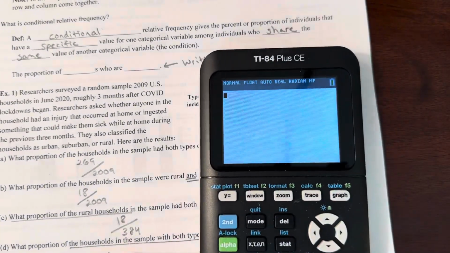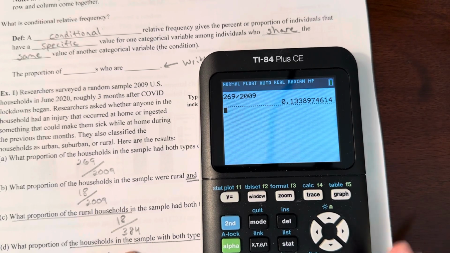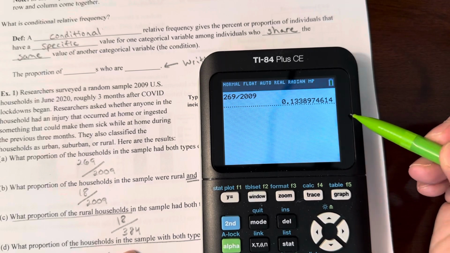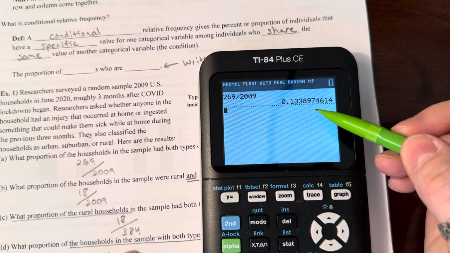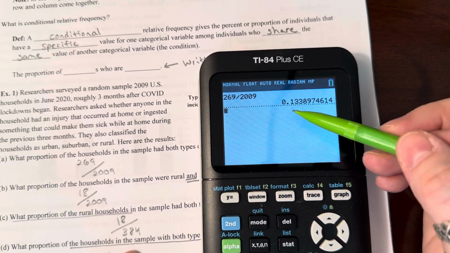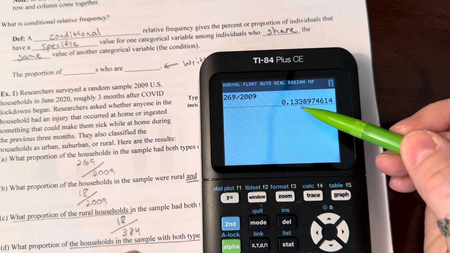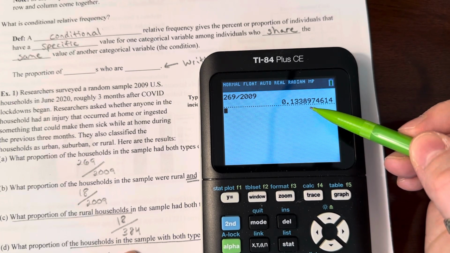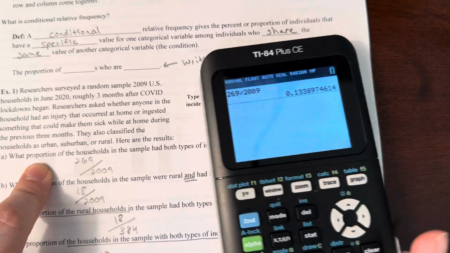Now, if you go ahead and complete the division for this. All right, so I'm going to pull up my calculator. If I do 269 divided by 2009, that's going to give me 0.133897, and so on. Now, I'm going to take this out to 4 decimal places. If I wanted to turn this into a percent, I would probably want that percent out to 2 decimal places, and multiplying by 100 would move my decimal point 2 places to the right. So this is actually approximately 13.39 percent, but we want the proportion, not the percent.